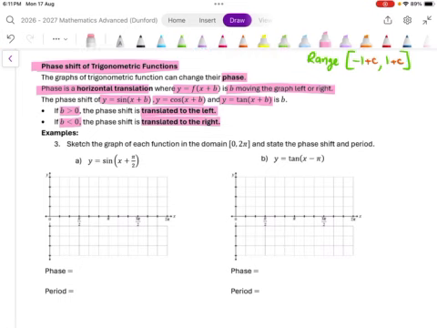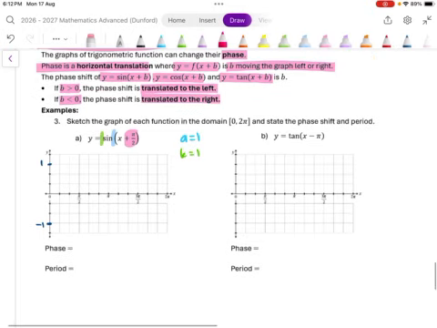So we're going to sketch the graph of each function in the domain of 0 to 2 pi and state the phase shift and period. With this one, our period is what's in front here. So our a value is equal to 1. Our k value is 1. Does that make sense? We're up at 1, down at -1. And our phase shift is plus b. So if b equals pi on 2, we're going to move this pi on 2 units positive, so to the left.